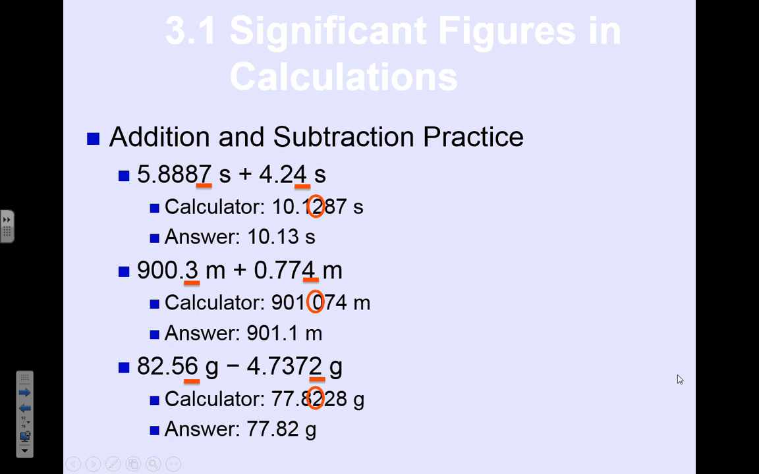And remember, we talked about this yesterday. Why is that called rounding down when all we're doing is leaving the 2 the same? Well, remember, it was 77.8228. And 77.82 is smaller than that original value. So that ends our set of notes over addition and subtraction.